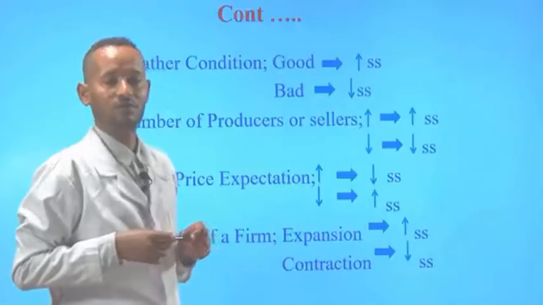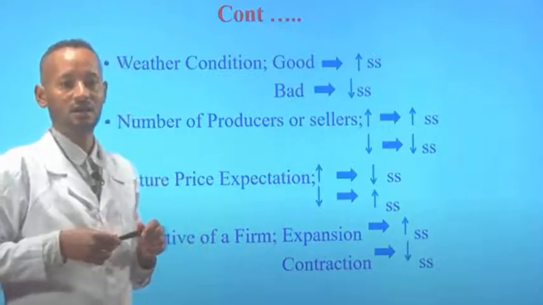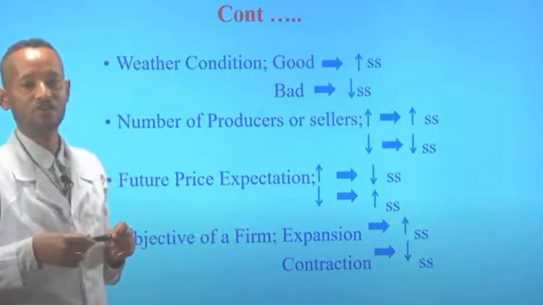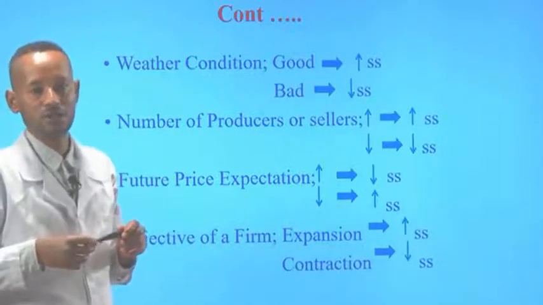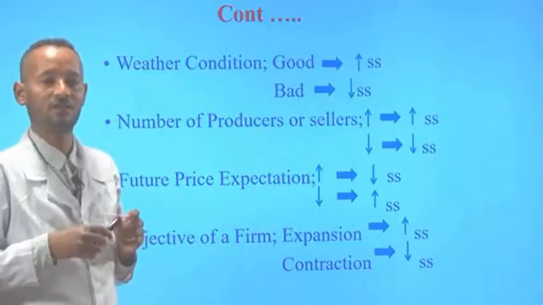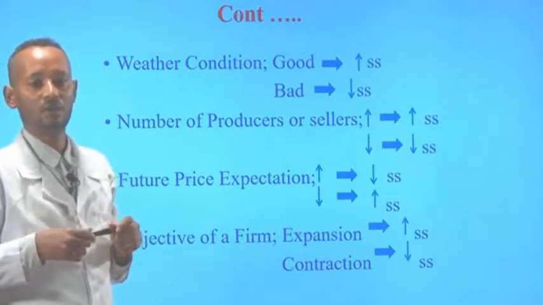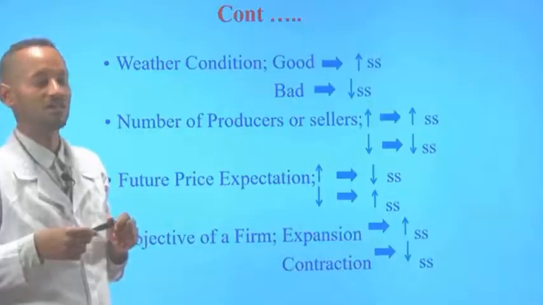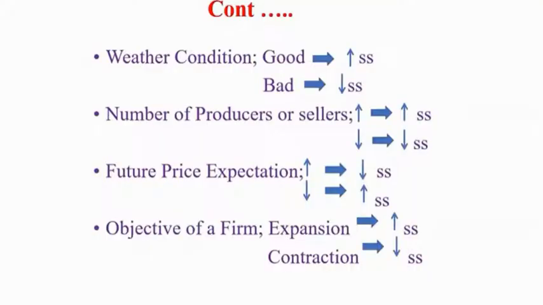The objective of the farm is also another determinant. If the farm's objective is expansionary, then the supply of a commodity will increase and shift the supply curve to the right. And if the farm's objective is contractionary, then the supply of a commodity will decline and it shifts the supply curve to the left.